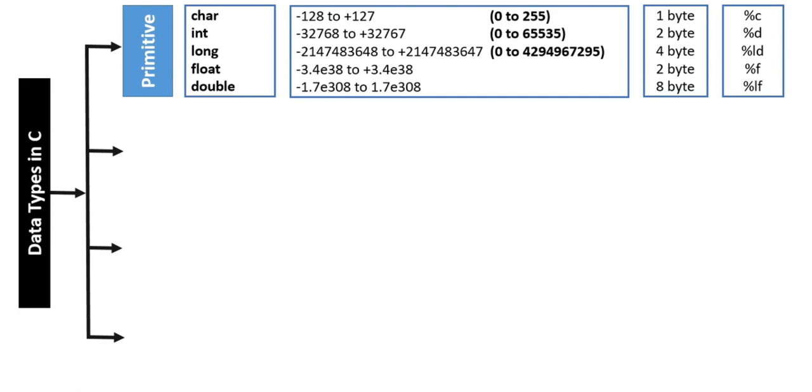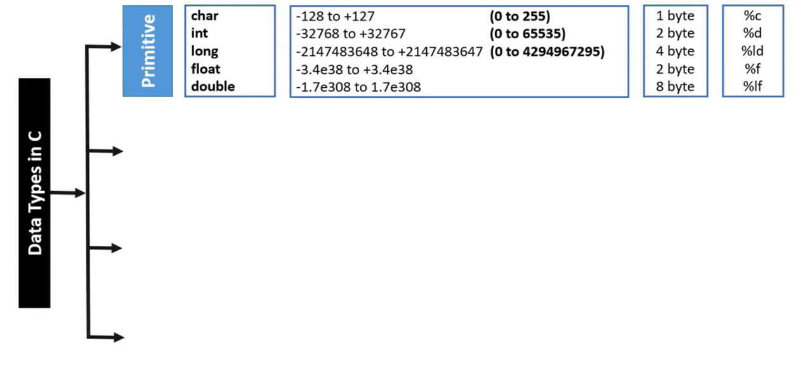Next is float data type. Its range is minus 3.4 e raised to the power 38 to plus 3.4 e raised to the power 38, having size of 2 byte and represented by %f format specifier. The last one is double data type. Range minus 1.7 e raised to the power 308 to 1.7 e raised to the power 308. It is having the size of 8 byte represented by %lf.